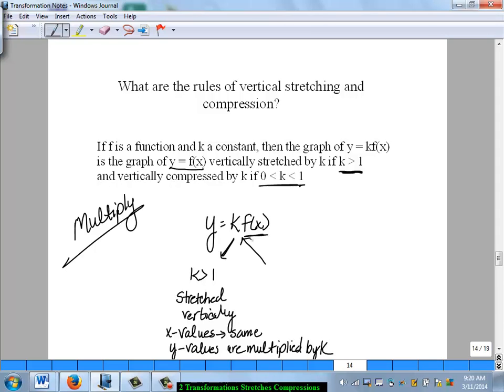If k is between 0 and 1, which means it's a fraction or a decimal, it's compressed, or sat on, if you will, compressed vertically. Your x value is going to remain the same, and you're still going to multiply it by whatever this is, but it's going to show that it's been compressed. So this works for both of them. You're still going to multiply. So that's how it works for our table.